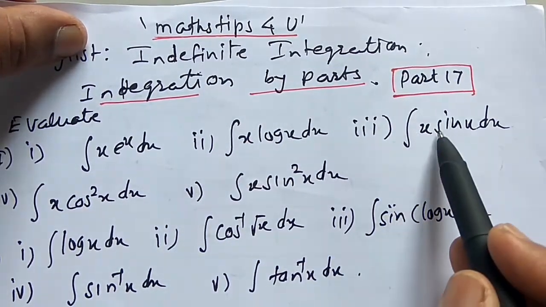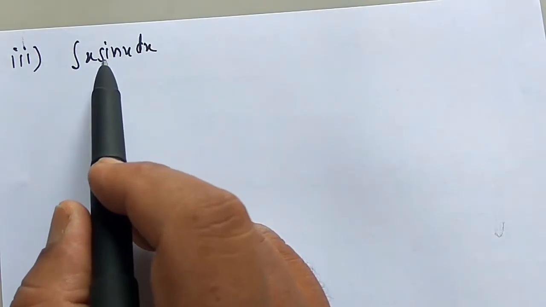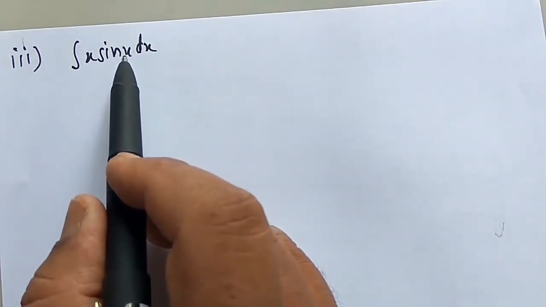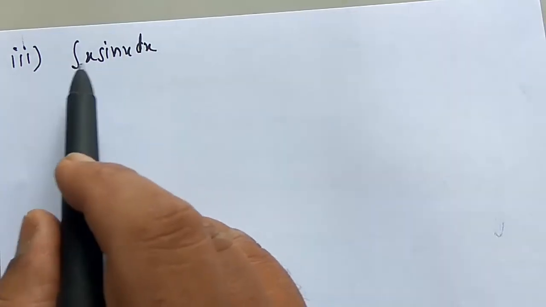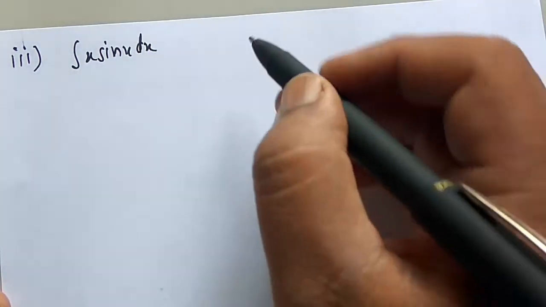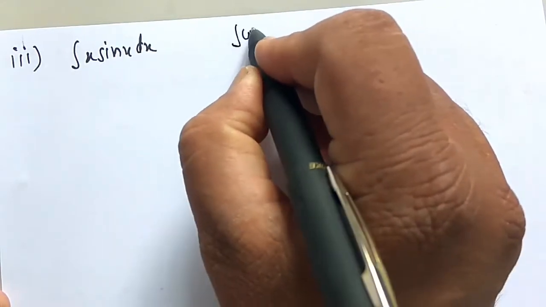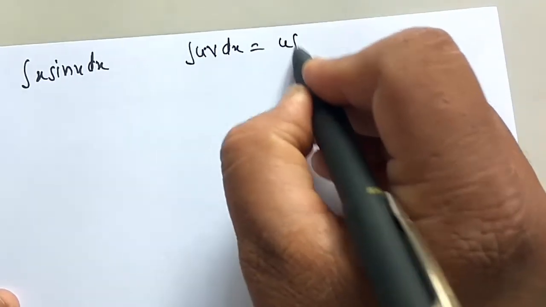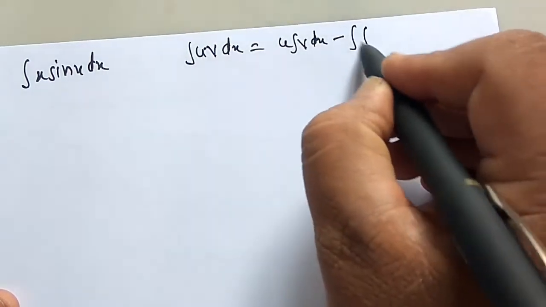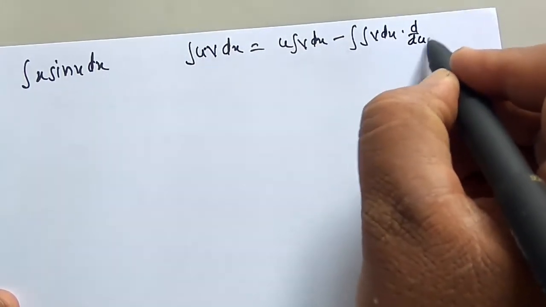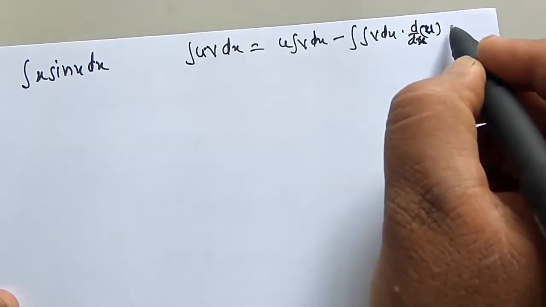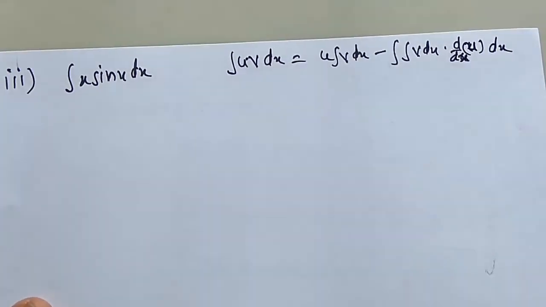Example number 3, integration of x sin x dx. Now, you can guess which is the first function and which is the second function. We know that the integration of sin x is equal to minus cos x and the derivative of x is equal to 1. So, the derivative of x is vanishing. So, we take x as the first function and we use integration of u into v dx is equal to u into integration of v dx minus integration of integration of v dx into du by dx with respect to x.